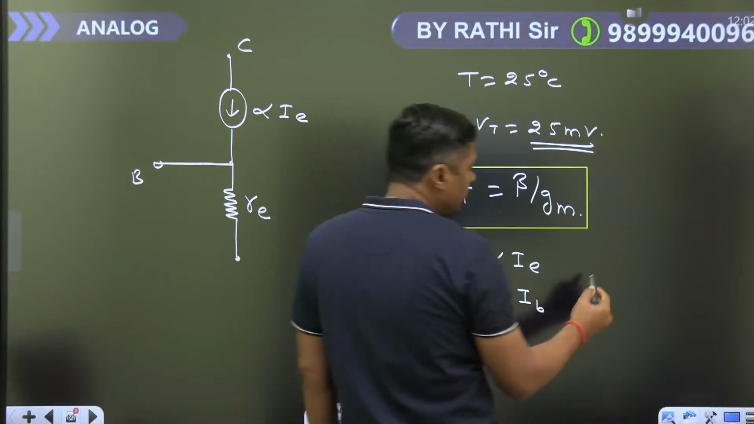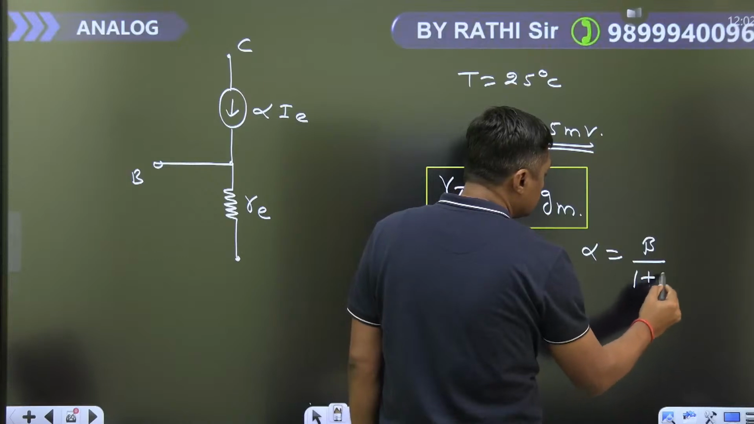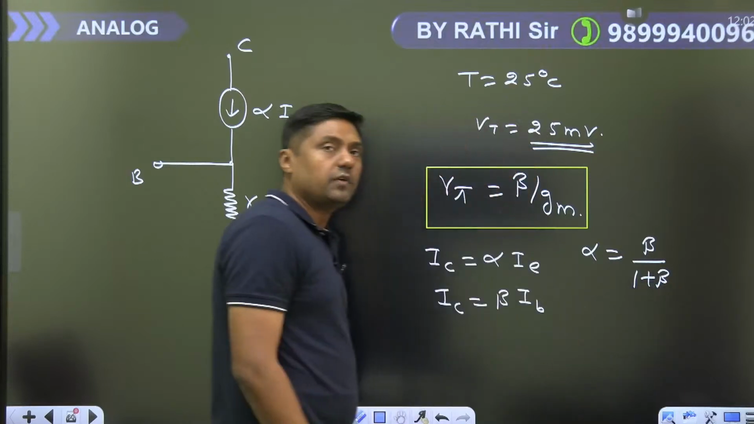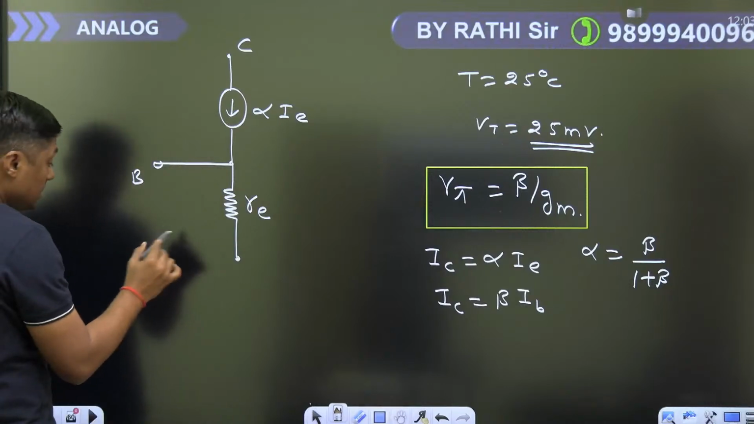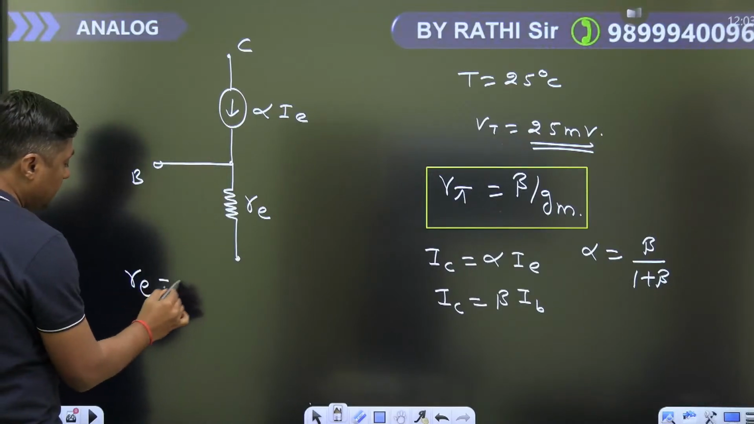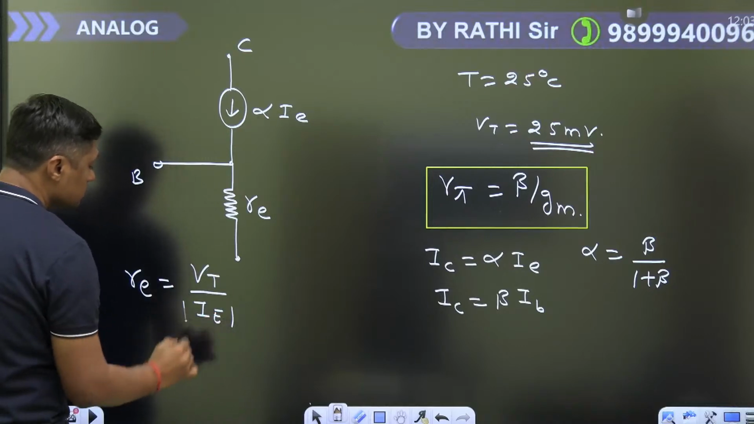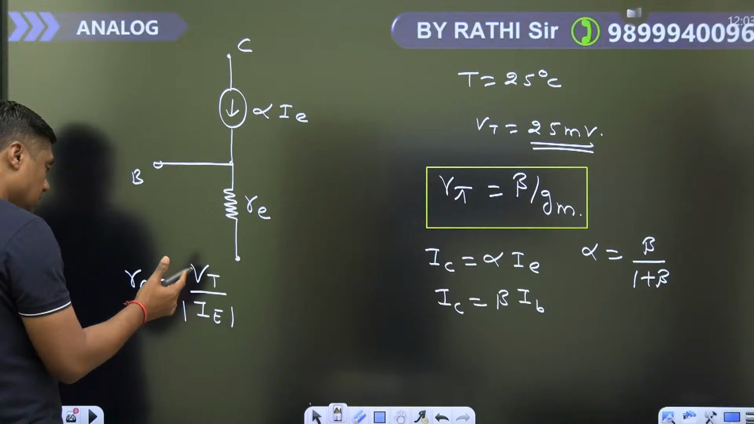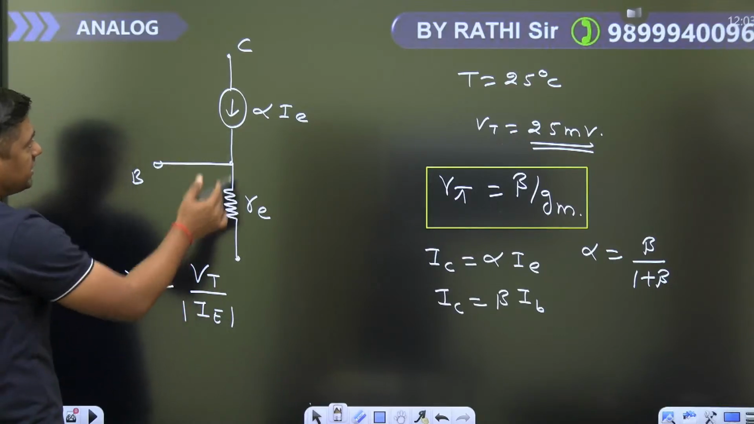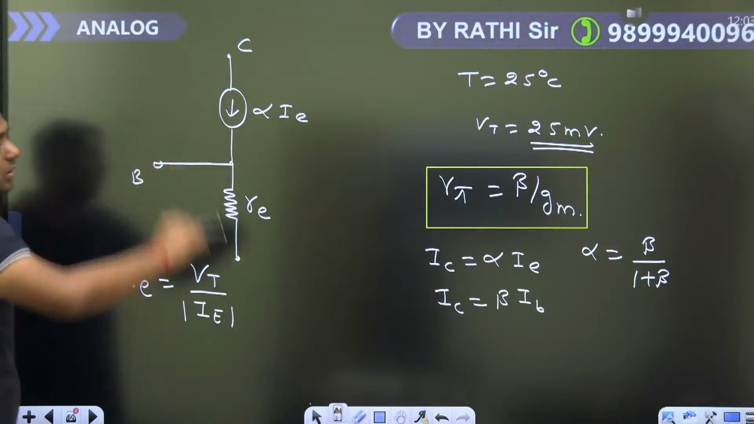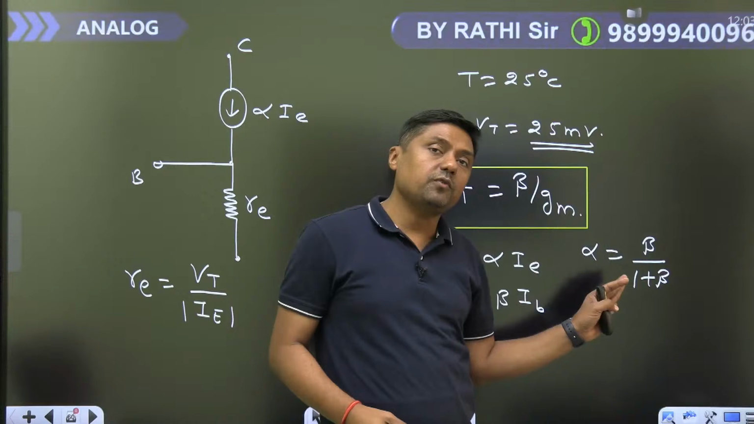What is the relation between alpha and beta? Alpha is equal to beta upon 1 plus beta. So that is the RE. In this particular diagram, you have to find the RE. What is the RE? VT upon IE. You have to find the IE from the DC analysis, then the volt equivalent of temperature, find the RE, then you can use this model. If the alpha is not given, then beta is given. So from the beta, you can find the alpha.